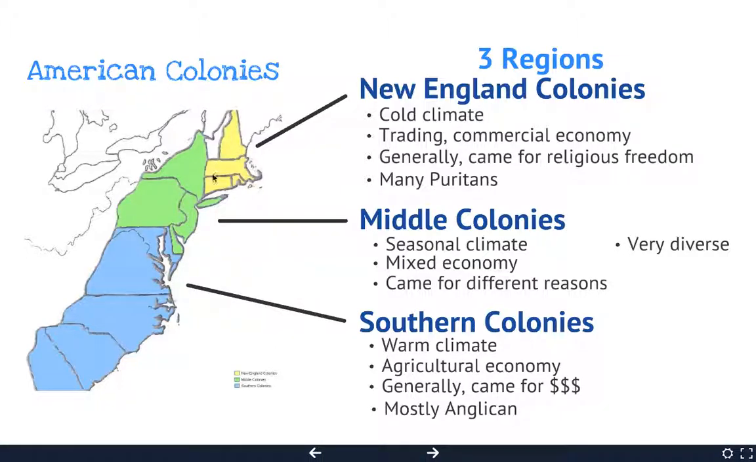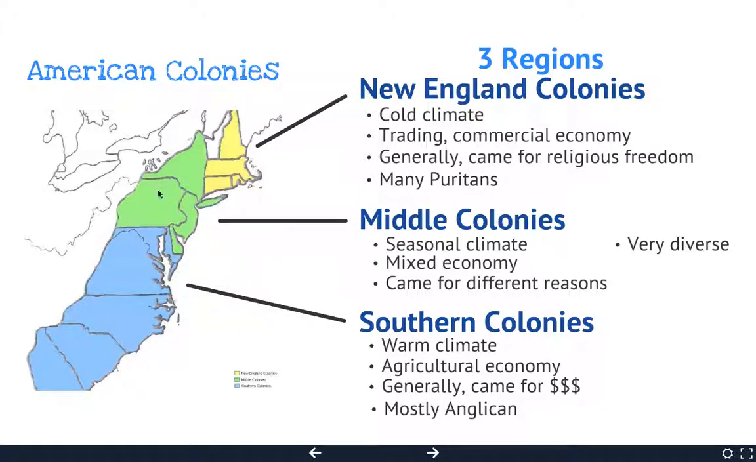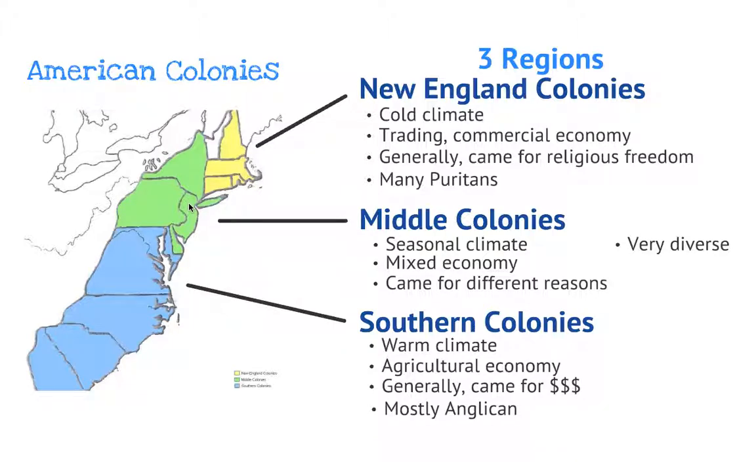Typically, up here, you're going to see a lot of people coming for religious freedom, so they're going to have the same ideas. And down here, we're trying to make some money. If we're making money, we're trying to make sure that we can support our families. And so they're going to have a general common identity. Versus in the middle, this is where you're going to see lots of ideas and lots of willingness to tolerate different groups.